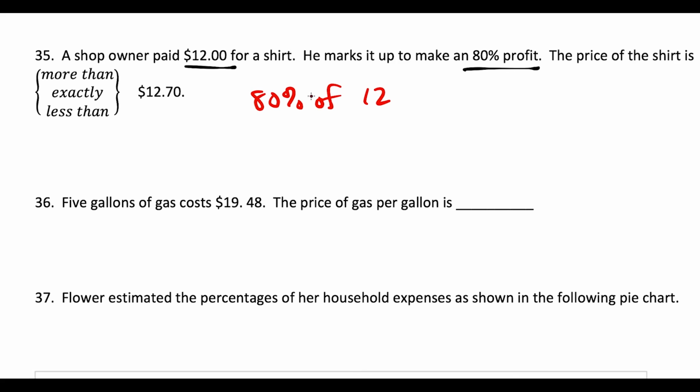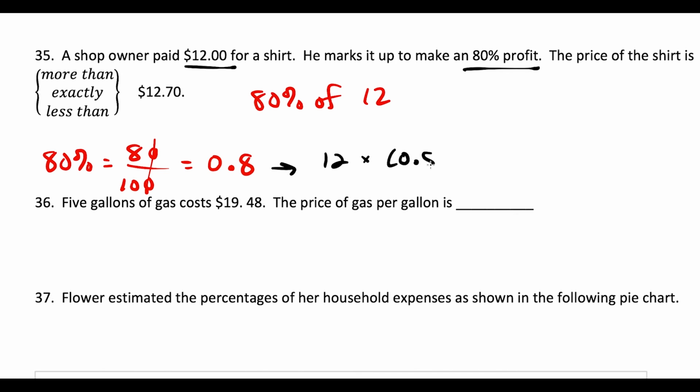Now, when you want to find the percent of a number, just know 80% as a decimal, we would convert it to a fraction. That's 80 out of 100. And if we simplify this, if we could cross off common zeros, 8/10 is the same thing as 0.8. So what we could do with this information is we could take 12 and multiply by 0.8. And this would give us 9.6.